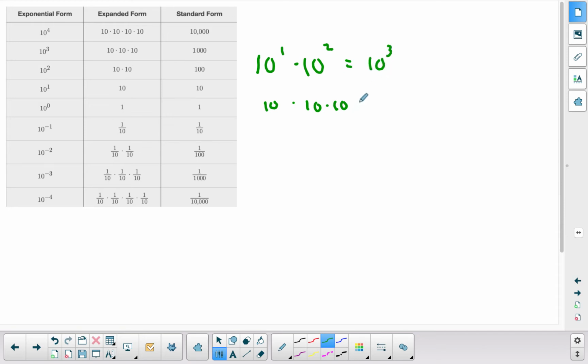And if I was to actually multiply this out, it would be 1,000. And we got that same number right over here. So it looks like, based on this, if you just take the exponents and add them together, you end up with the new exponent. So if you're multiplying by the same base and add the exponents, it seems to work.